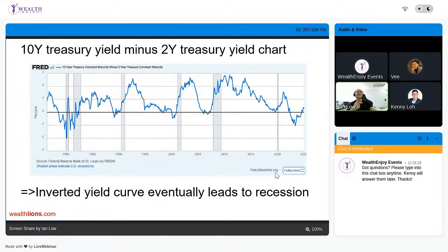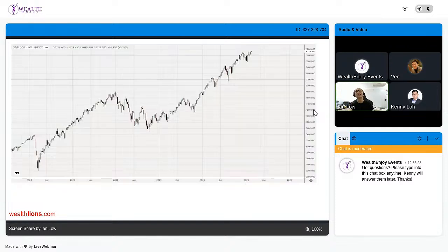When the 10-year treasury yield minus the 2-year treasury yield is negative, it eventually leads to a recession. When it goes below zero, eventually there's a recession. Likewise, it has gone below zero and now we are waiting for a recession. I'm just saying what the charts are telling us.